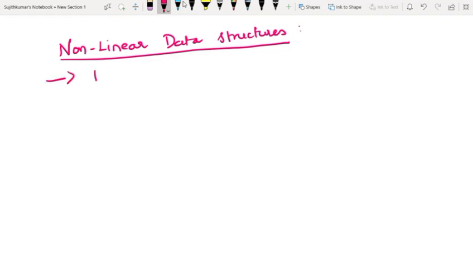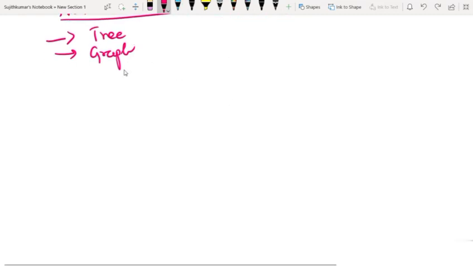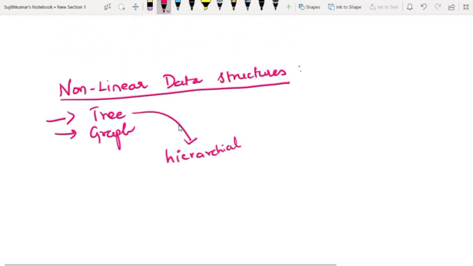So basically, we have two important non-linear data structures. One is called tree and another one is called graph. These are the two basic non-linear data structures. Let me give you an example of a tree and a graph. A tree is a hierarchical data structure. Before that, let me tell you why it is called non-linear.